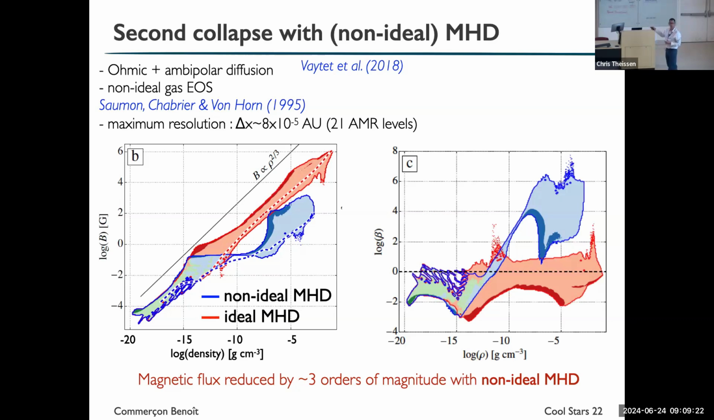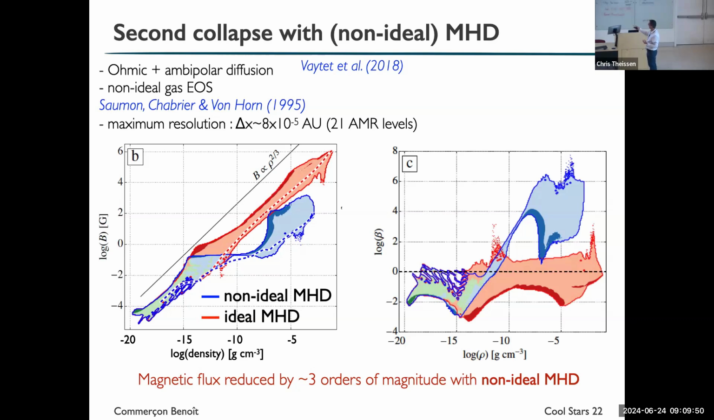Now, if we look at the plasma beta, you see that with ideal MHD in red, we have again a low plasma beta, strong magnetic field, all the way down to the protostar. But with non-ideal MHD, you see that we have a high plasma beta, 10 to the 4, 10 to the 3, in the forming protostar, meaning that we are back to ideal MHD, but in a weak field case, meaning that the magnetic field won't have a big impact on the gas dynamics at these scales.